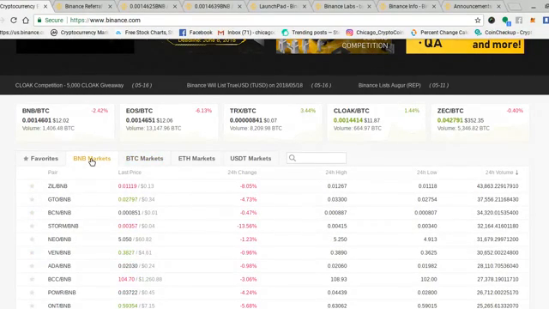And as you can see, they have a pretty nice market as far as coins that are available for the BNB token. Let's see.